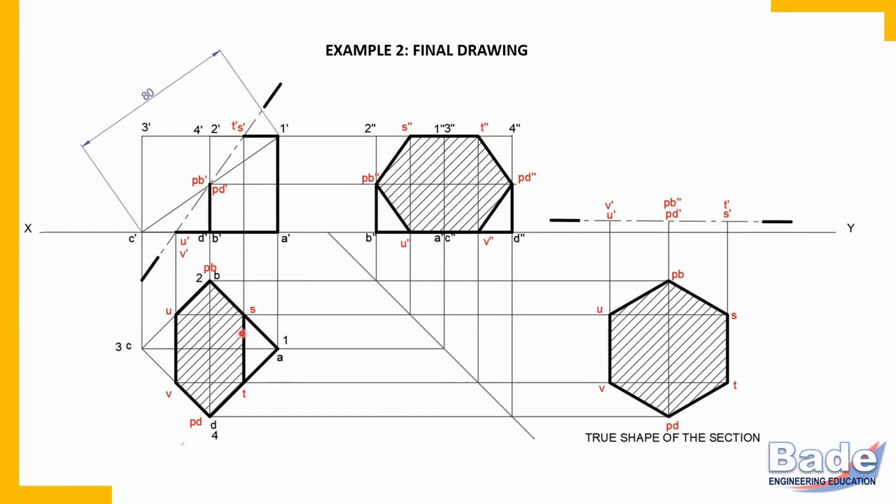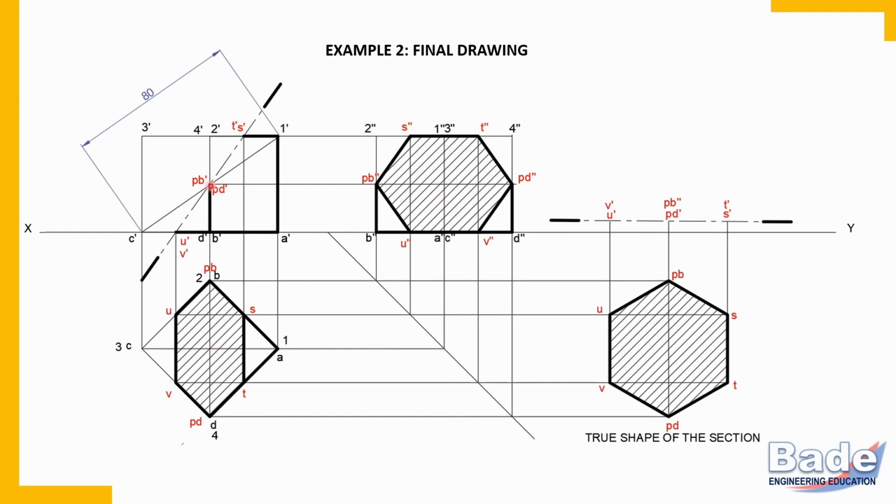S and T, here you will get those 2 points. U and V, here you will get those 2 points. PB and PD. PB is on edge B2 and PD is on edge D4. So this is how you will get all 6 corners in the top view, join and draw hatching lines. This is the section in the top view. It's a hexagon.